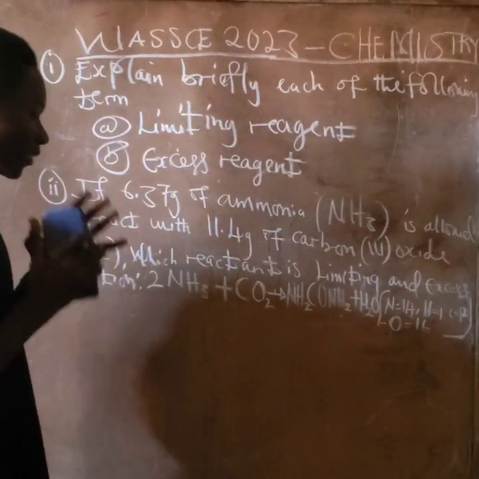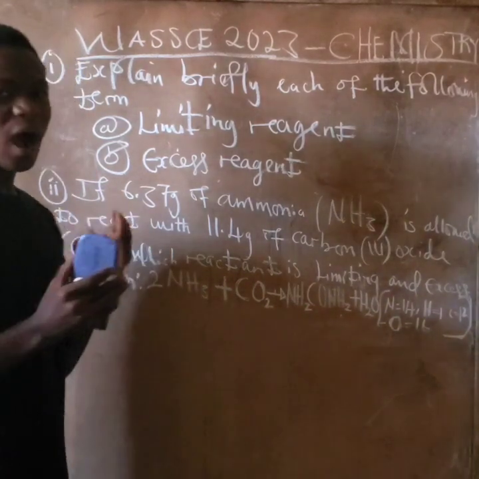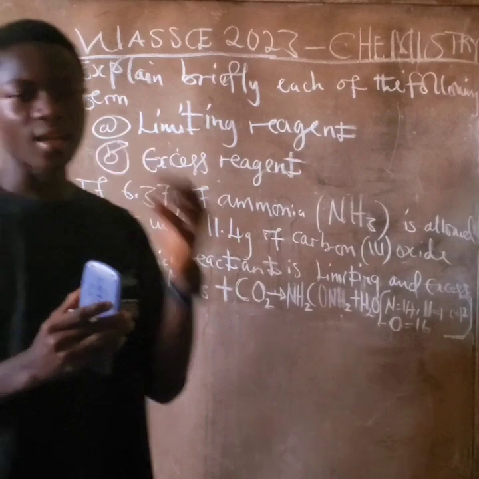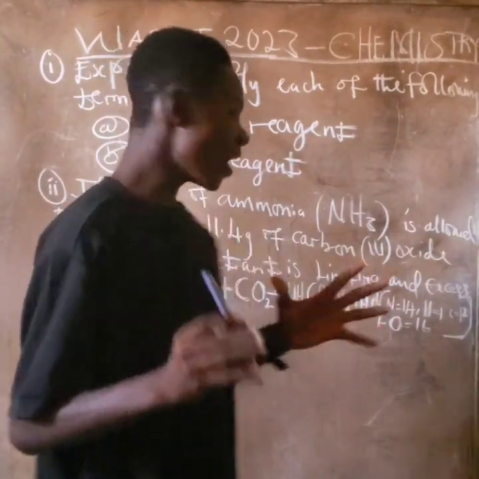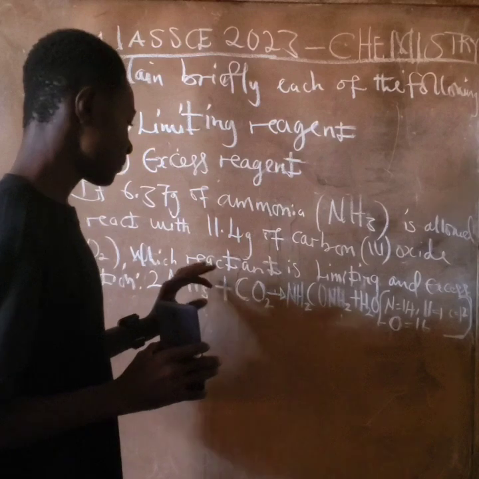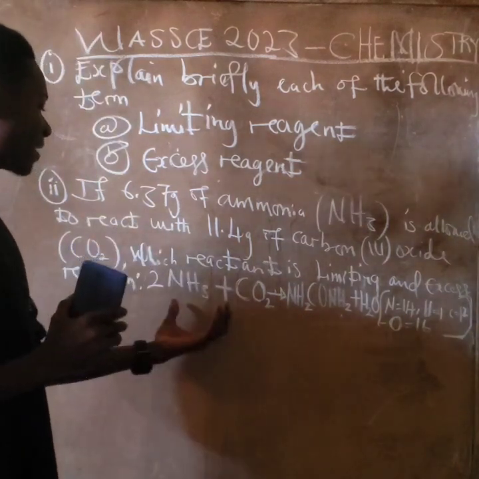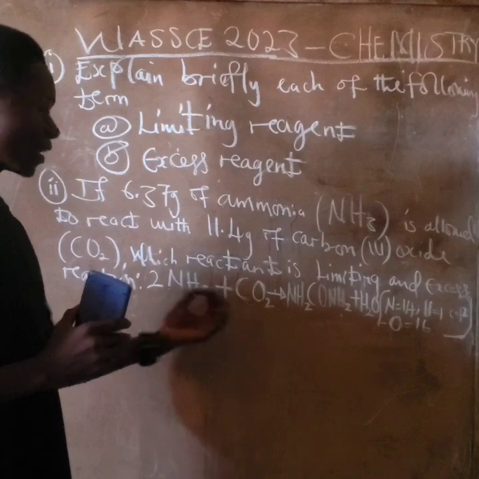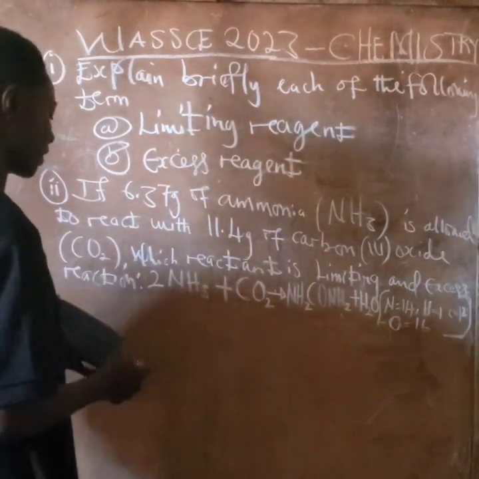Now, in limiting and excess reagent, there are two methods involved. We have the reacting mass method and that of the mole concept method. So we are going to apply the reacting mass method, and by applying it, we are going to find the reacting mass of the following reactants. Now, let's find the reacting mass of ammonia.